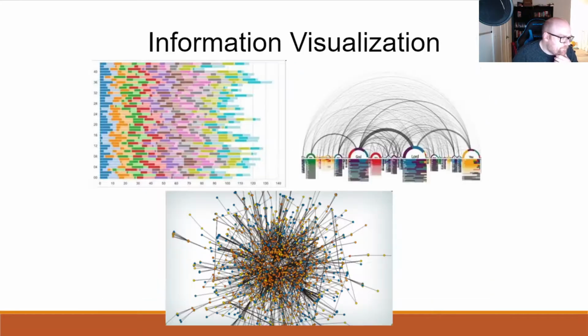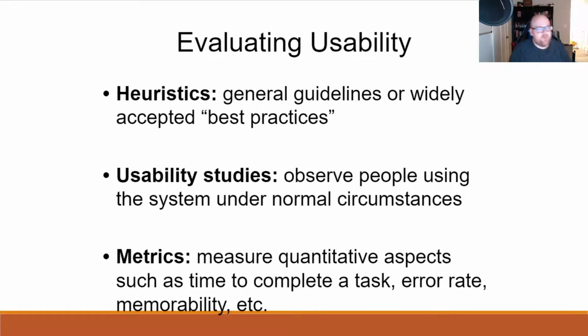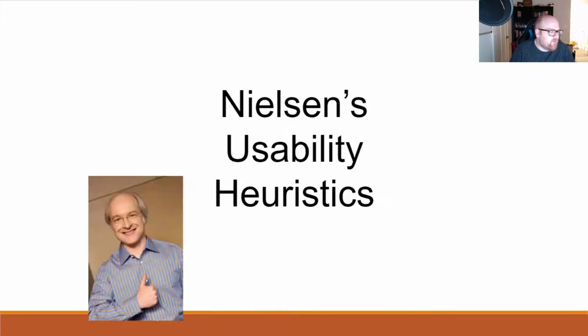And so, let's talk about evaluating usability. How can we evaluate it? Well, there's a few different ways to do it. One is through the use of heuristics. That is general guidelines or widely accepted best practices. We can do usability studies, which you could do as a form of beta testing, have a user work with the system under normal circumstances and evaluate them. And then there's actually statistical measures that you can use as well. And one of the most popular set of heuristics is Nielsen's usability heuristics.